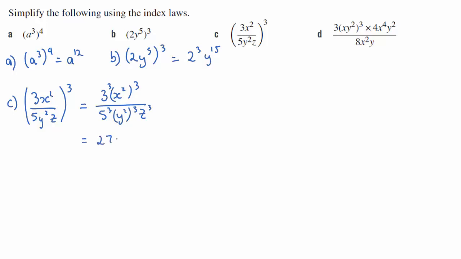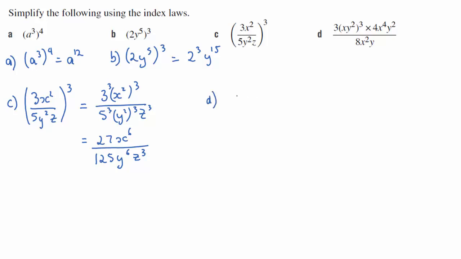X squared to the power of 3, well, here we apply law 3, which says we can multiply those indices. So that's x to the power of 6. And then we have 5 cubed, which is 125. And y squared to the power of 3, again, law 3 applies here to give us y to the power of 6. And z cubed. So that's our final answer.